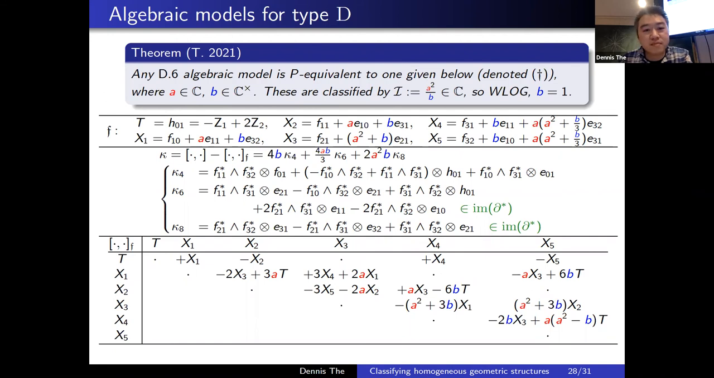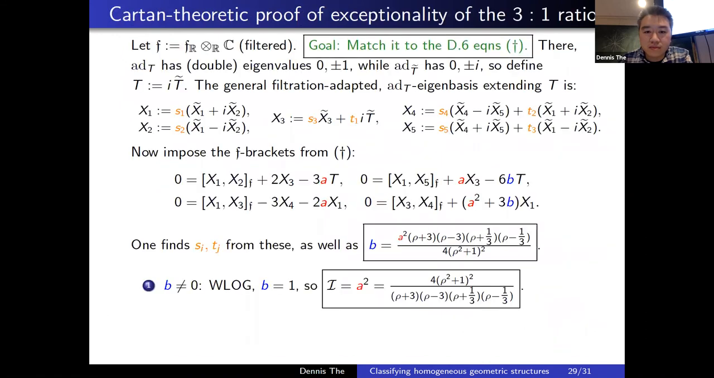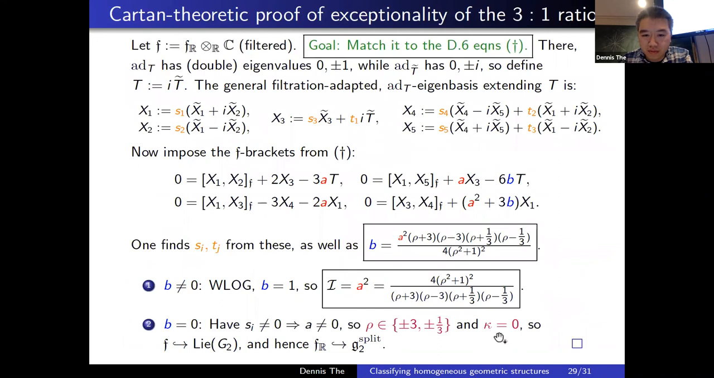No, sorry, but rho equal to 3 gives you flat. Rho equal to 3 gives you flat, that's right. But this doesn't correspond to B equal to 0. So here's the flat case. It does. Yes, but B is non-zero. So if you plug in rho equal to 3 here, okay, B is equal to 0. Okay, so this was an outline.